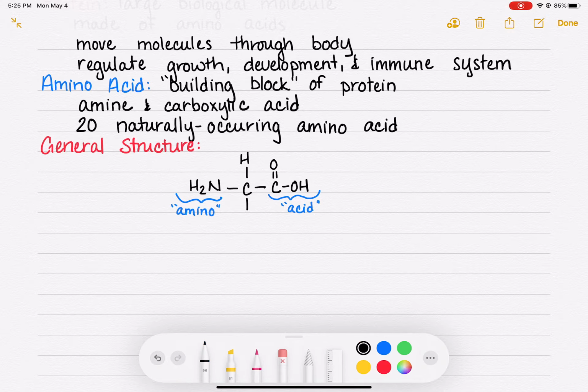And then this last bond that hasn't been filled in yet, we're going to abbreviate R. And this R is the only thing unique about each amino acid. That R varies for each amino acid. And it is how we tell one from the other.